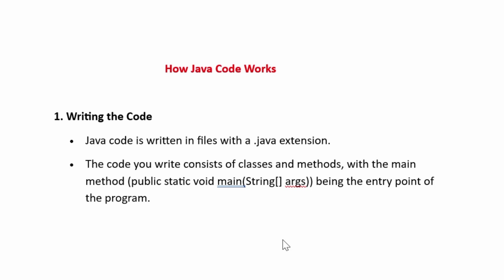The code that we write consists of classes and methods, and the code will also have the main method from which the Java code gets executed. The main method is the entry point of any Java program. So this is the writing of the Java code and saving it with the .java file extension.